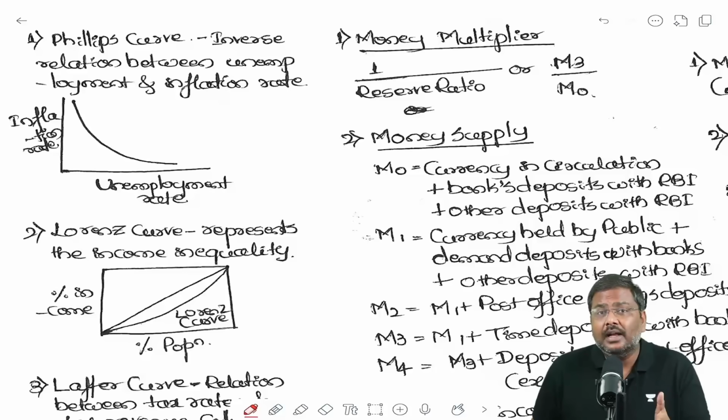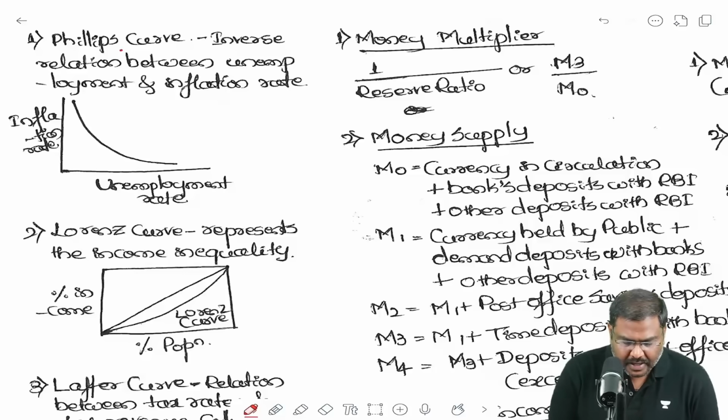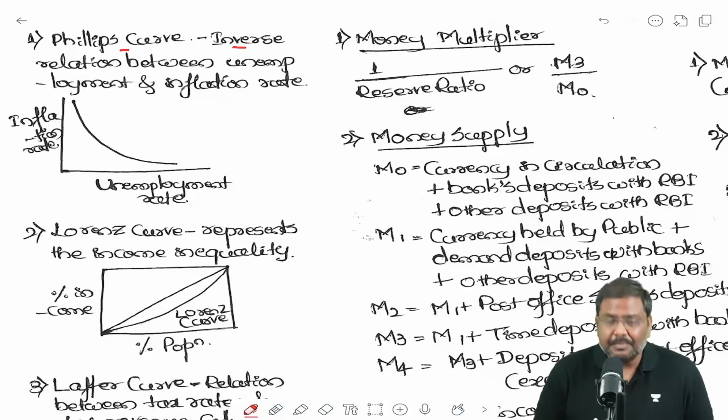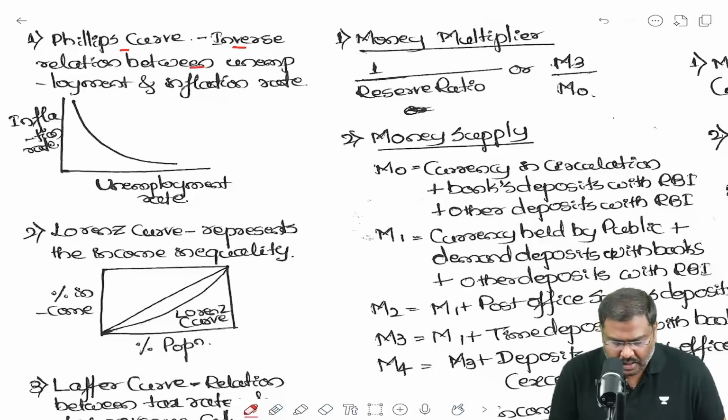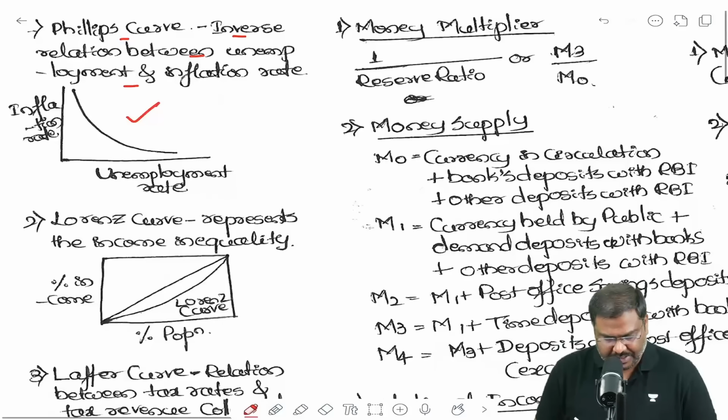With less than 48 hours for the UPSC Prelims, now you must focus on the revision of important graphs, formulae, and the ratios. Let's do that very quickly. Starting with the first, Phillips Curve. It represents an inverse relationship between the unemployment rate as well as the inflation rate. This is the graphical representation.